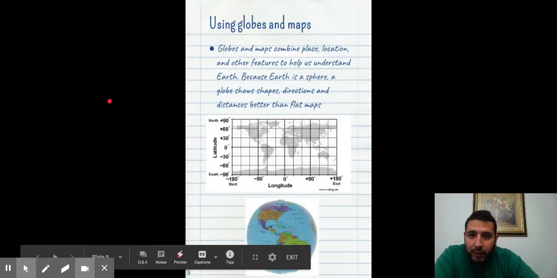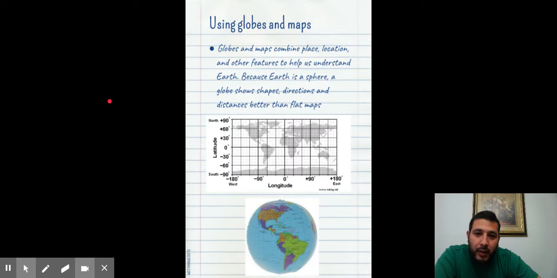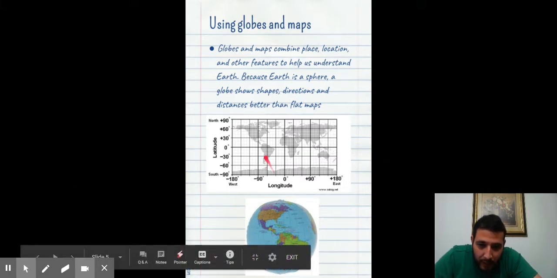Okay, so we're gonna use globes and maps. Globes and maps combine place, location, and other features to help us understand Earth. Because Earth is a sphere, round, a globe shows shape, directions, and distances better than a flat map.